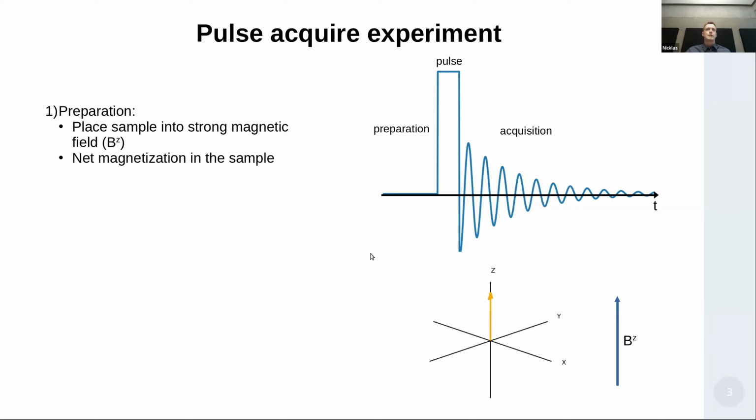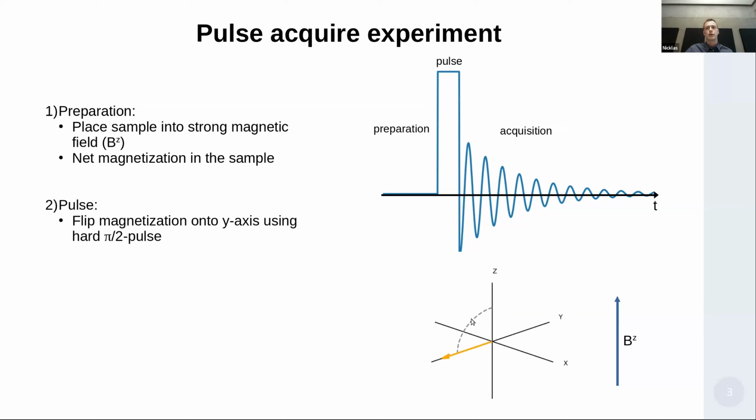What you then do is you use an electromagnetic pulse. This would be the second phase of this experiment. Specifically, you're using a hard pi-half pulse, which means that you can model this as a rotation of the magnetization into the XY plane. And then because you have this strong magnetic field, your spins start to precess in this magnetic field. So you get a precession in the XY plane.